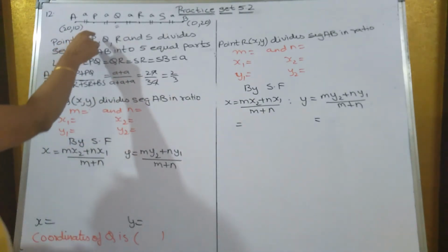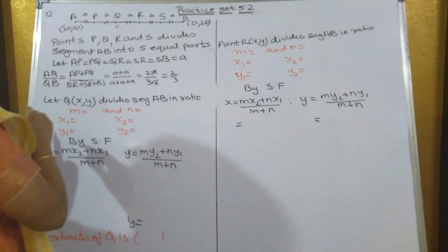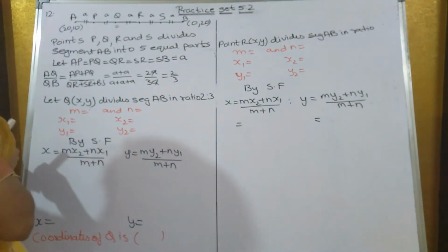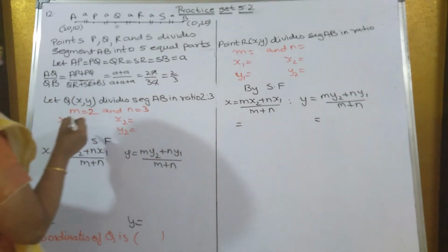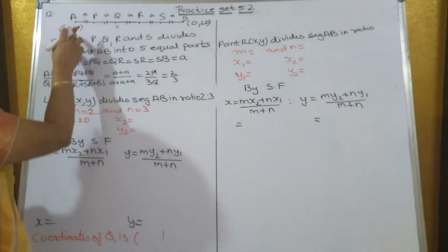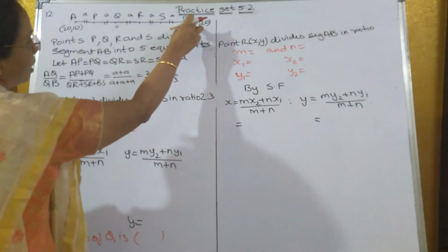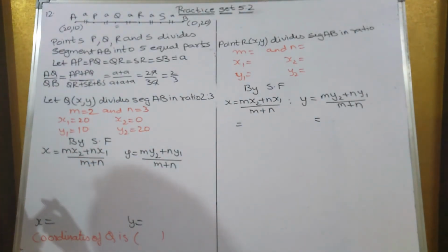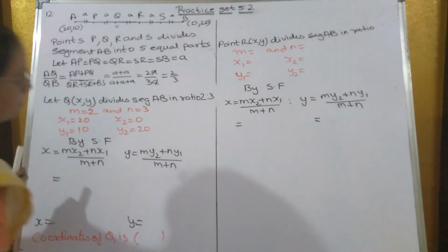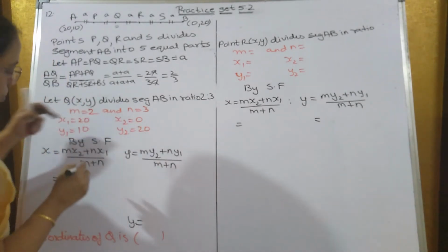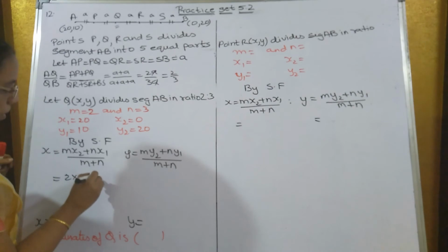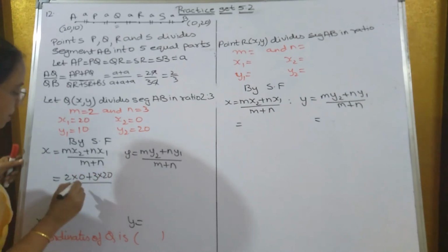So Q divides segment AB in the ratio, what ratio? 2:3. So m is equal to 2 and n is equal to 3. X1 is equal to 20 and Y1 is equal to 10. X2 and Y2 is 0 and 20. So by section formula, write the formula. So mx2 plus nx1, that is 2 into 0 plus 3 into 20 upon m plus n. M plus n is 2 plus 3.